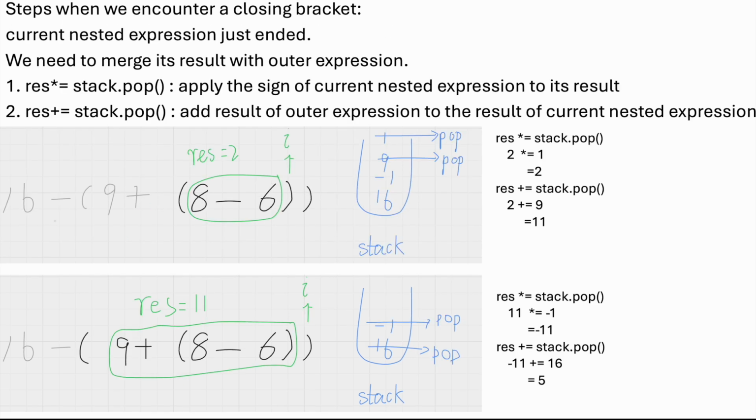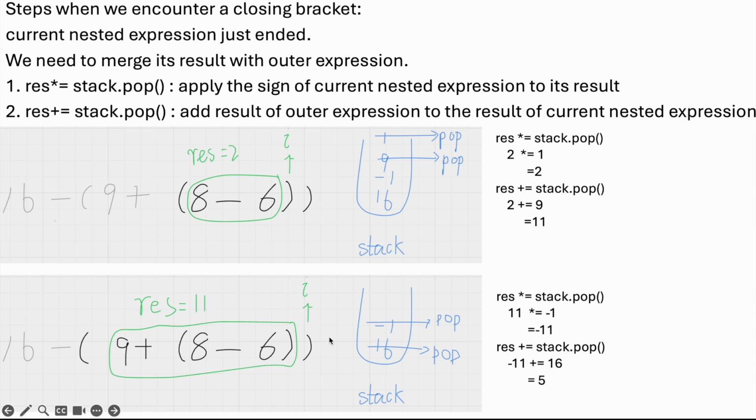When we encounter a closing bracket, we can follow steps below. 1. Apply the sign of current nested expression to its result. 2. Add the result of outer expression to the result of current nested expression. In this example, we encounter a closing bracket, so we apply the sign of current nested expression to its result, which is 1, and then add the result of outer expression to the result of current nested expression, which is 2 plus 9 equals 11.